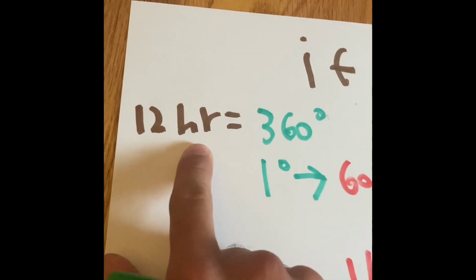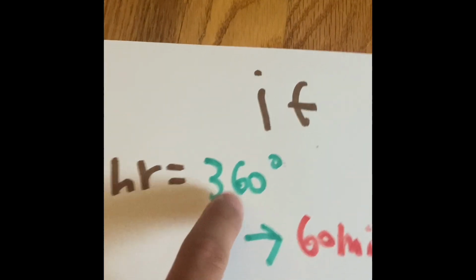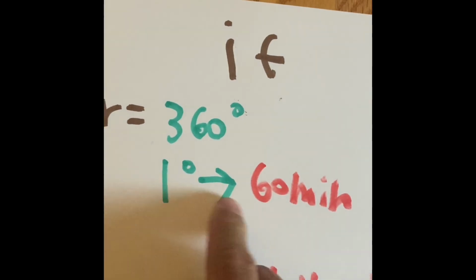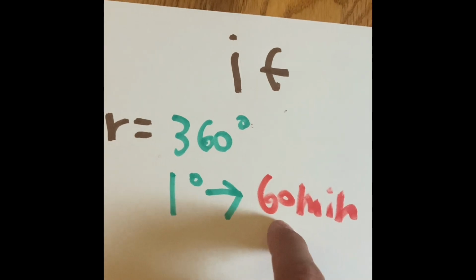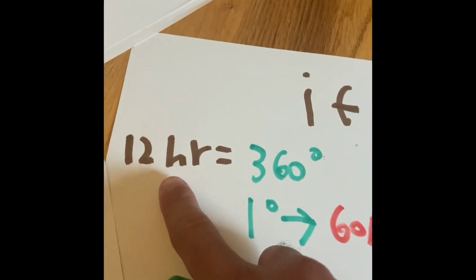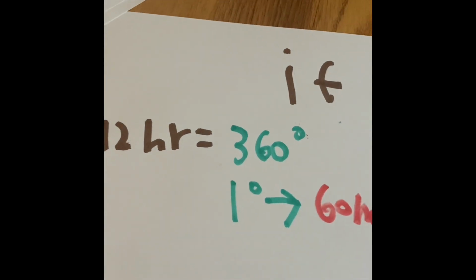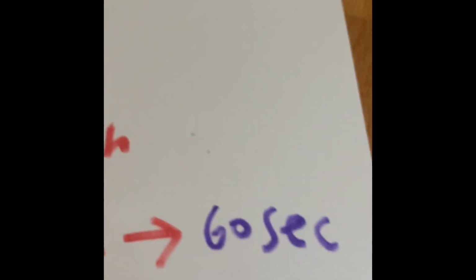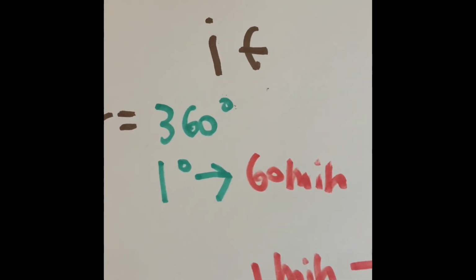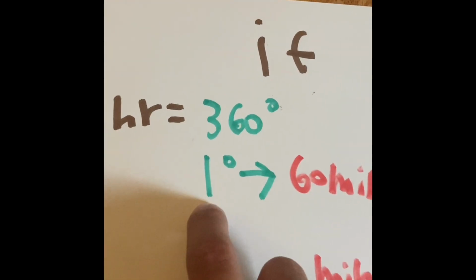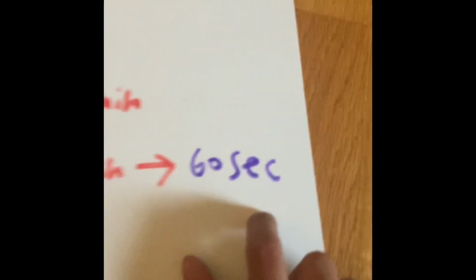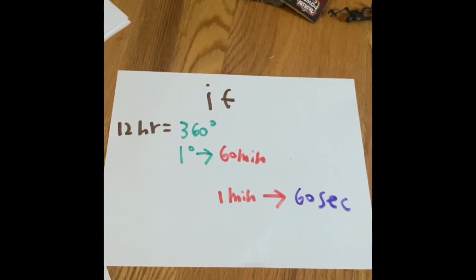If a 12-hour clock is equal to 360 degrees, because 360 is one rotation, then 1 degree is equal to 60 minutes, because 60 minutes is equal to an hour, which is equal to 360, that has 12 hours. And 1 minute equals 60 seconds. So, if 12 hours equals 360, 1 degree is 60 minutes because that is 1 hour. And 1 minute equals 60 seconds. So, that is basically what we have to know about.